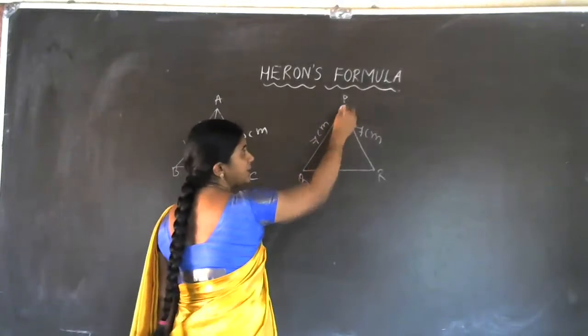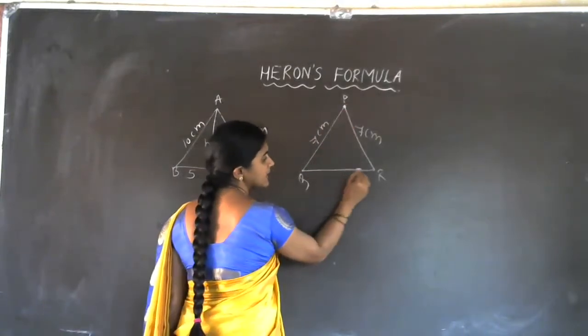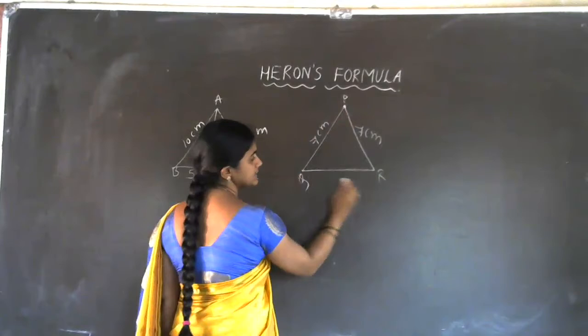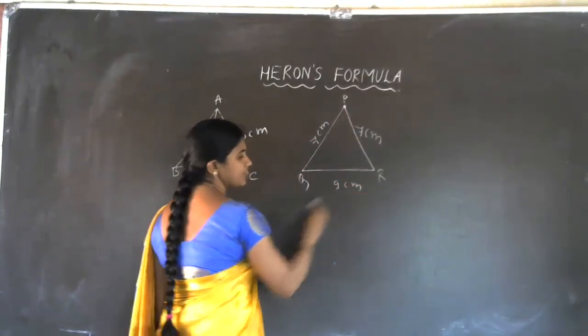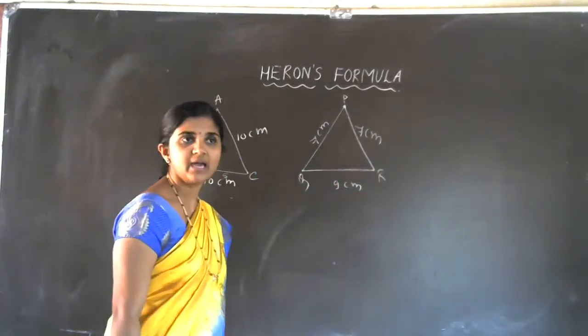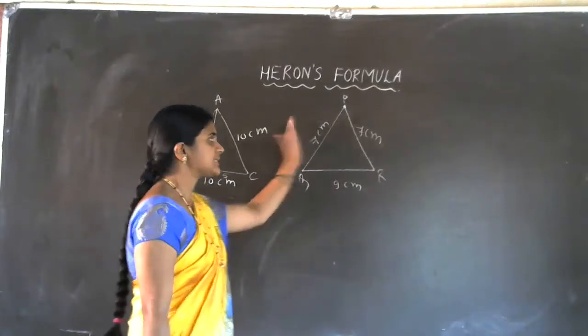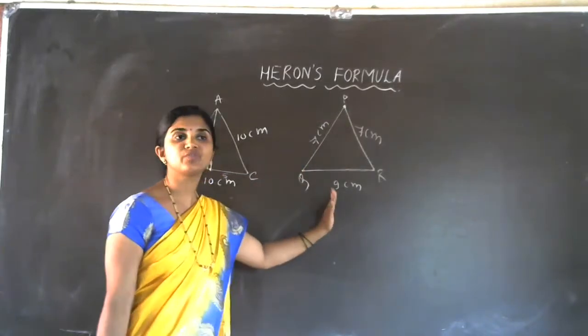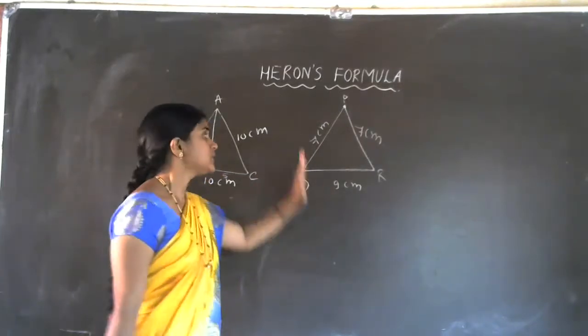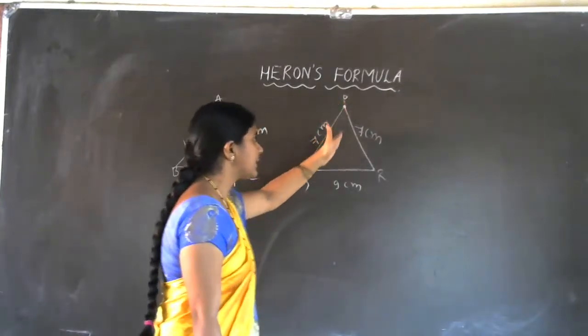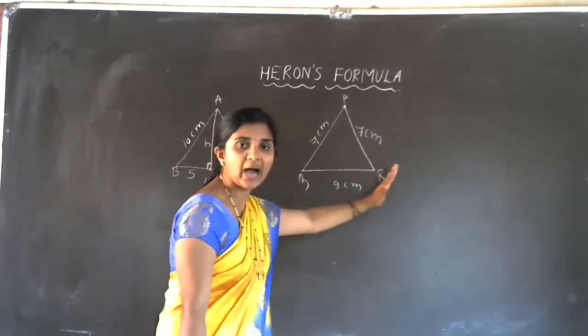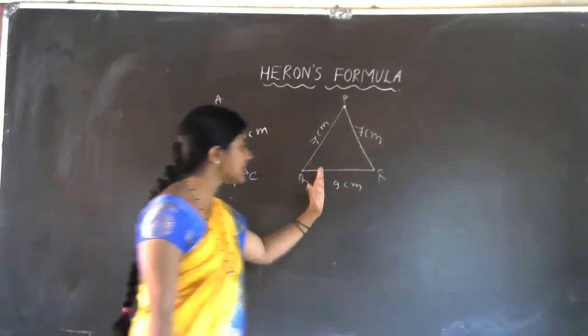From P point, we have to draw a perpendicular bisector for this side. Let us take this side measurement as 9 centimeter. Rough calculation: 7 centimeter, 7 centimeter, and this one is 9 centimeter. So now we have to draw a perpendicular bisector from P to the QR line segment, which divides the line segment into two equal parts.